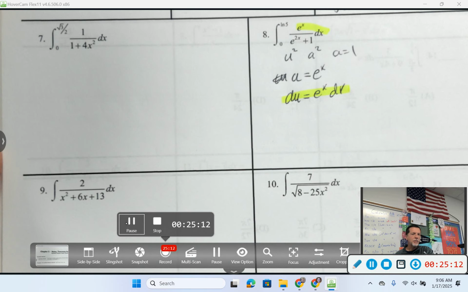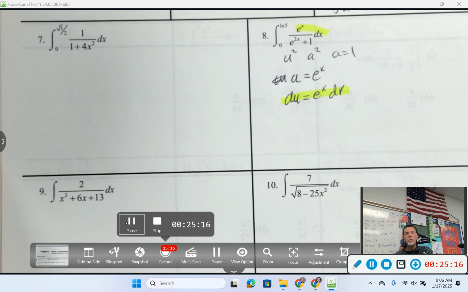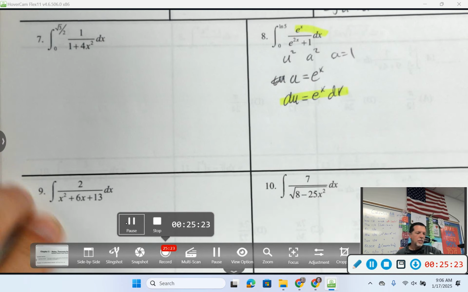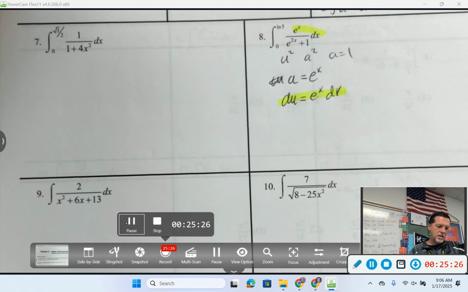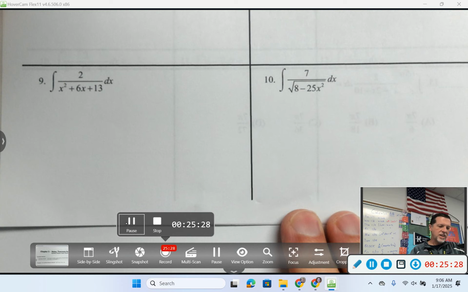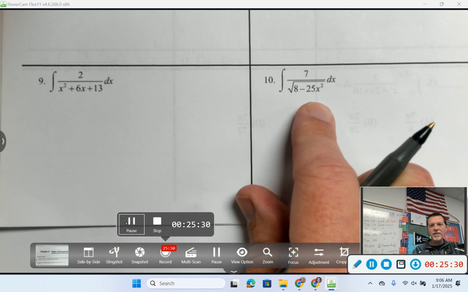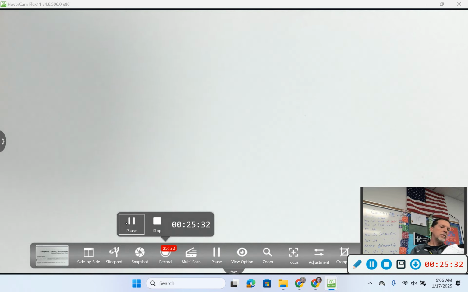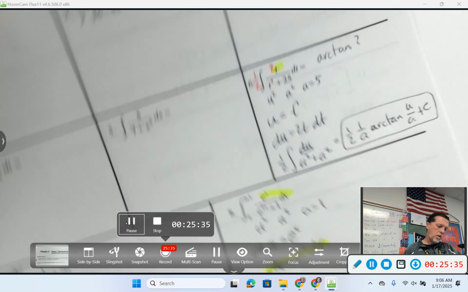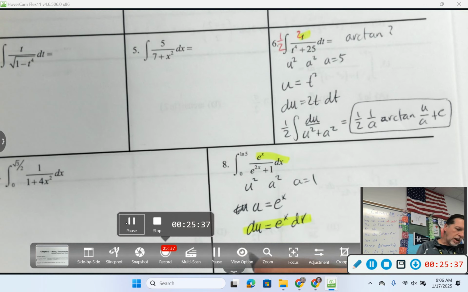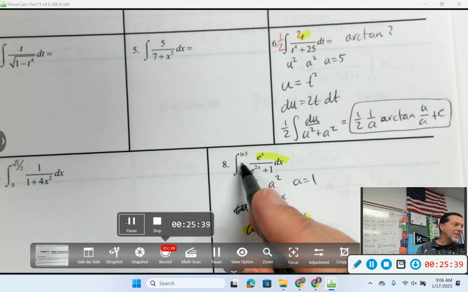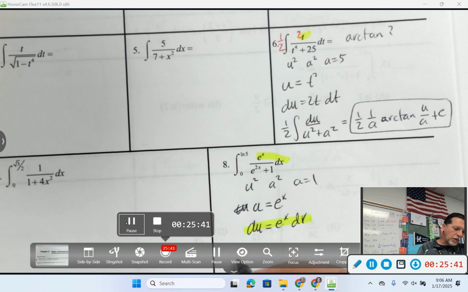What about number 9? What would you do on number 9? Complete the square, and what are we headed toward? What's the answer going to be? Arctangent. Number 10, what's number 10 going to be? Arcsine, because the square root of 1 minus x squared. Unless you want to switch everything back to x's and then leave them there. But we've always been changing them, so I'm going to change them.